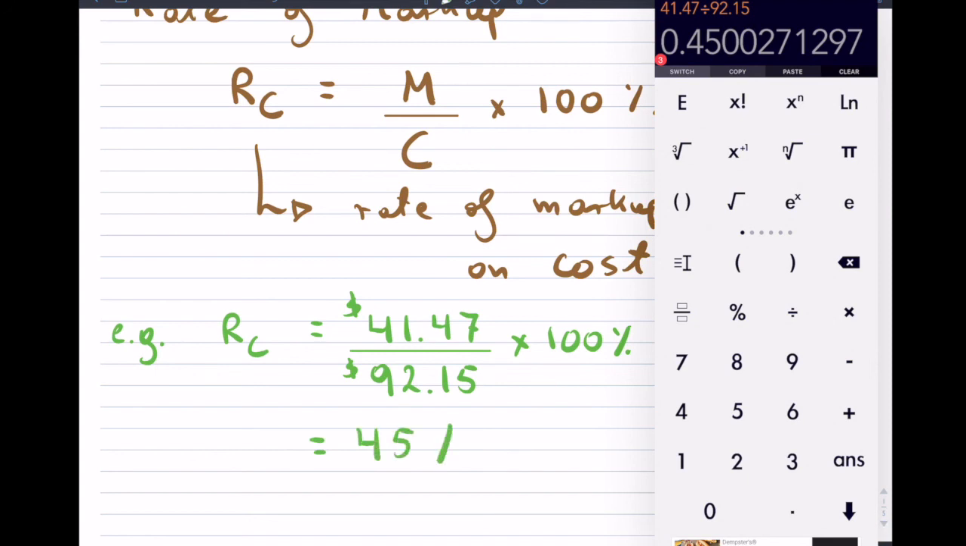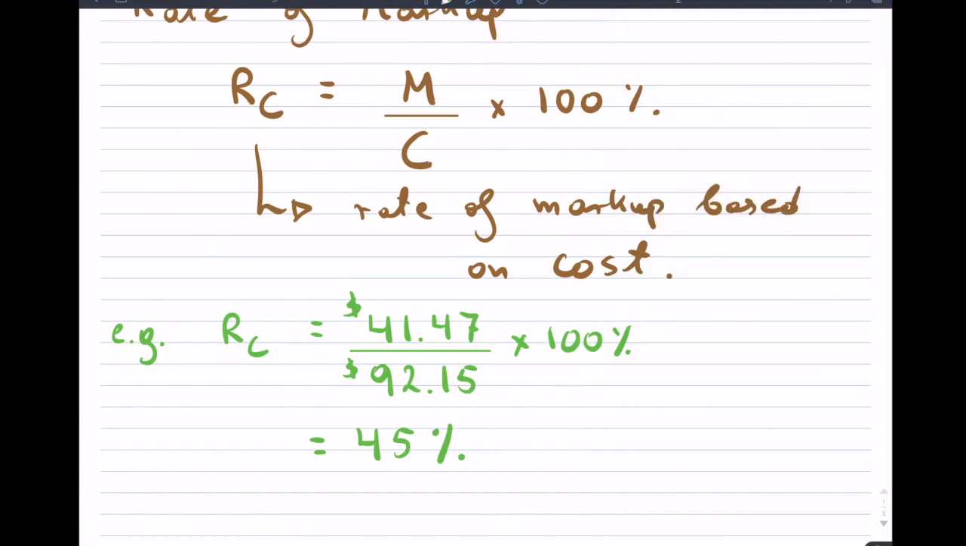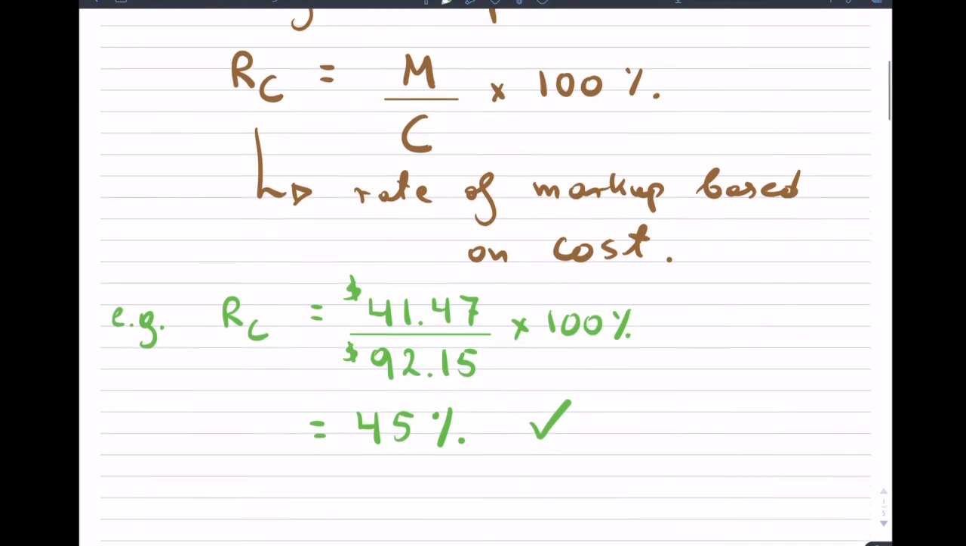So notice you have that. I'm just going to round it because all those decimal places are a little bit further off. So that is your rate of markup based on cost. That's how you would calculate it.